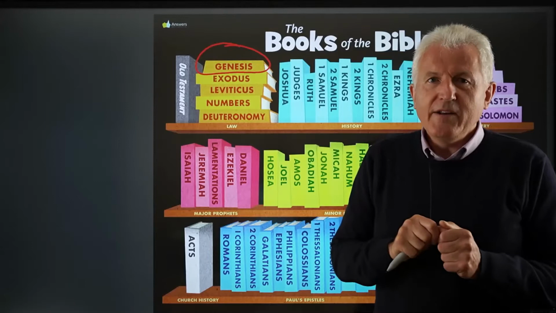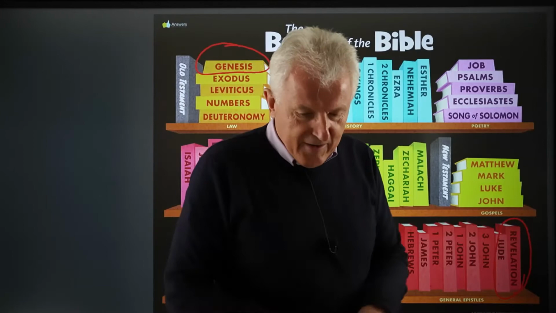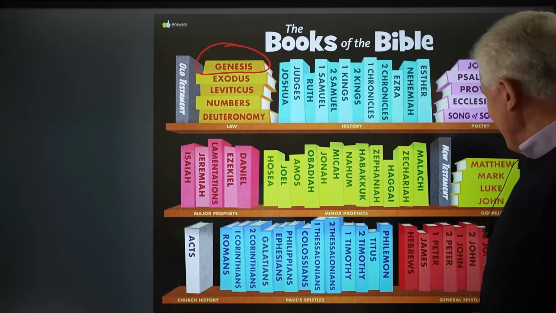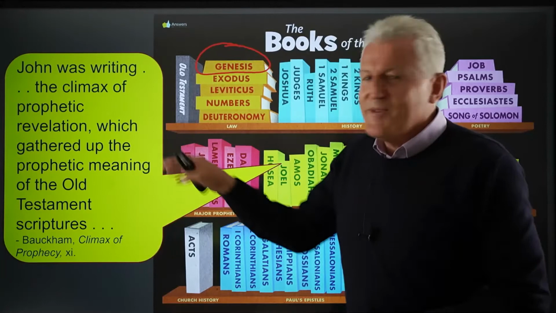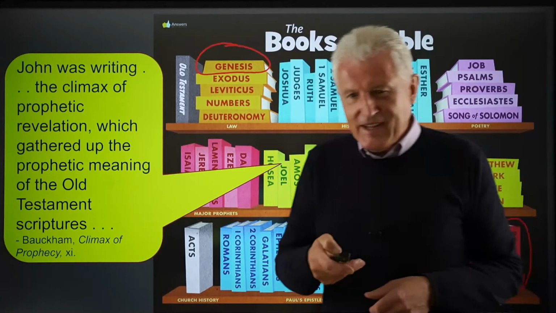There is a book ending here, creation. And here, new creation. It's amazing that you could do that, and that you could in some way have a sense of the whole, that the Bible is one book, though many books, partly because of that huge contribution of John on Patmos. John was writing, says Bauckham, I think he's right, the climax of prophetic revelation, which gathered up the prophetic meaning of the Old Testament scriptures. That's one way to see it.